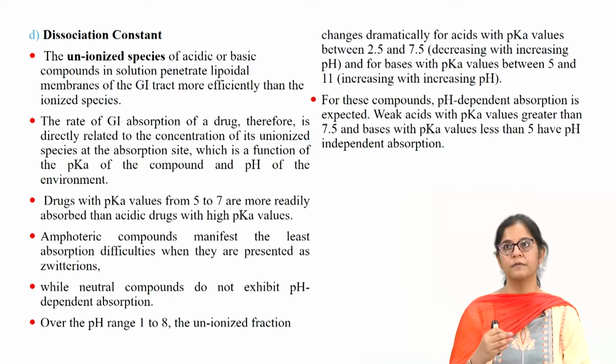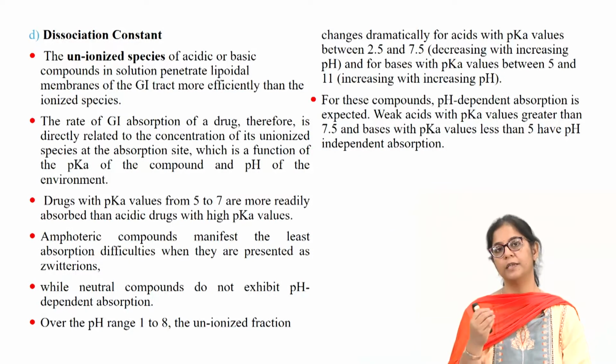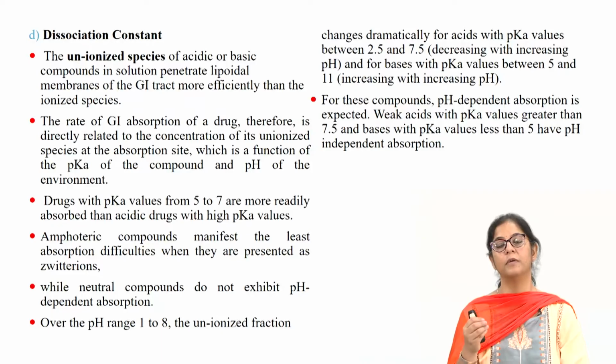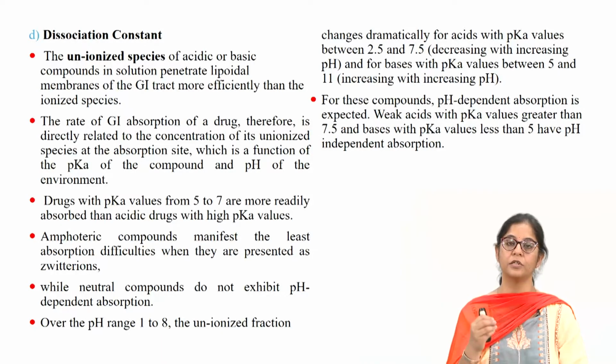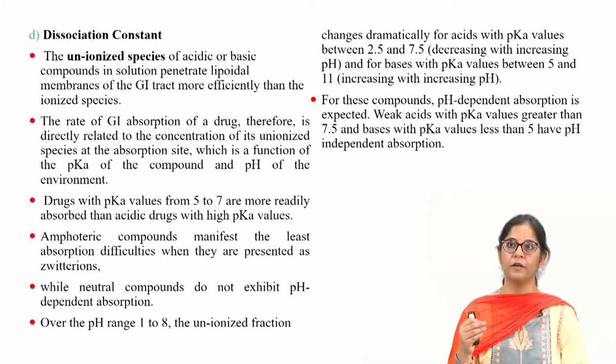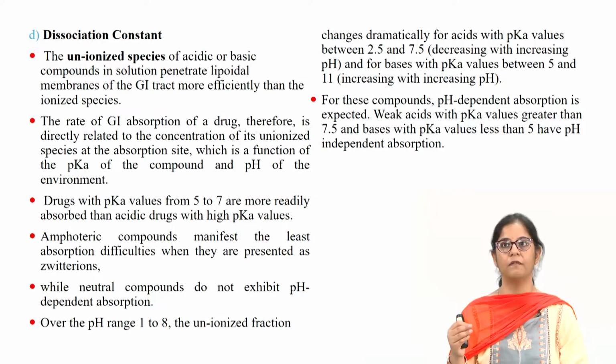For the drugs with pH dependent absorption, there is a need to control this by formulating the drug in a specific manner, so that their ionization can be controlled. So, their ionization is not happening. So, weak acids with pKa values greater than 7.5 and bases with pKa values less than 5 have pH independent absorption.